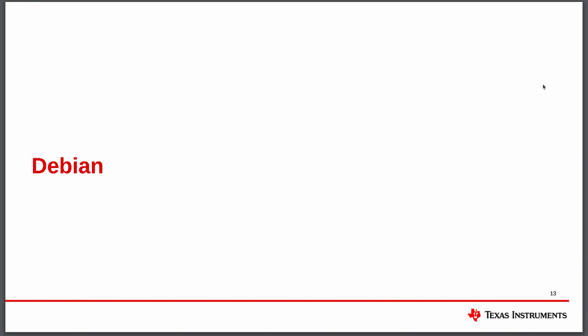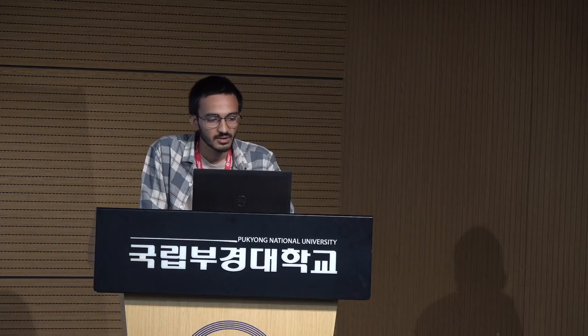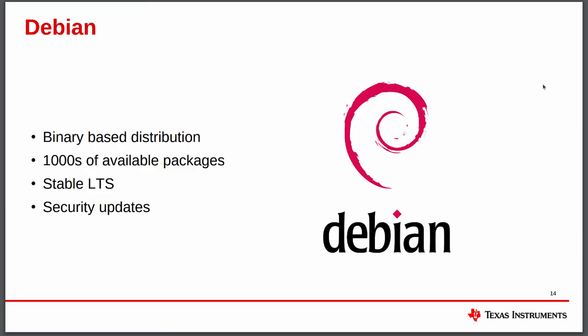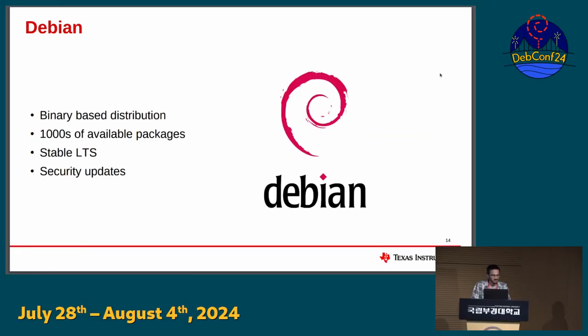And when we come to Debian, Debian is a binary based distribution, and it has almost more than 63,000 packages available since I last checked. And yeah, Debian is stable. Debian is known for its stability, and the LTS is supported for almost 5 years. And Debian provides security updates to all its releases for a long duration.